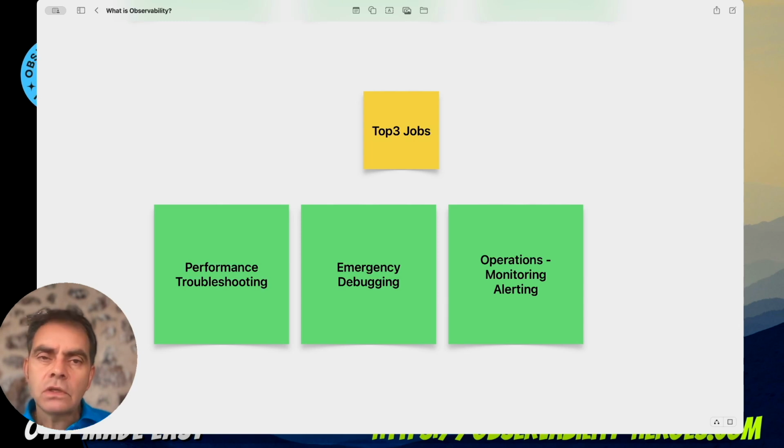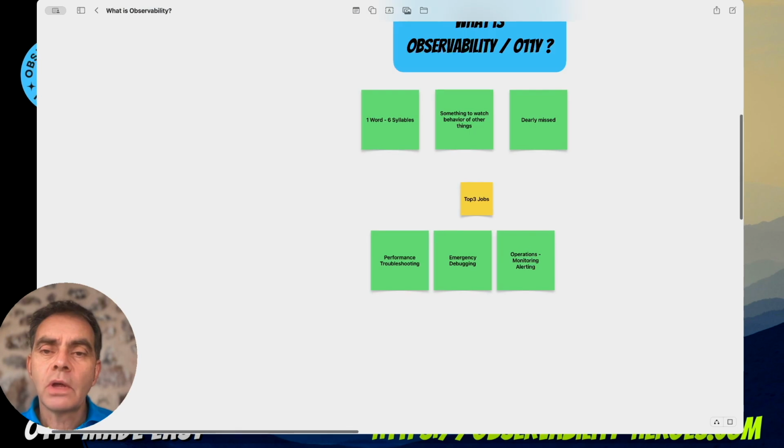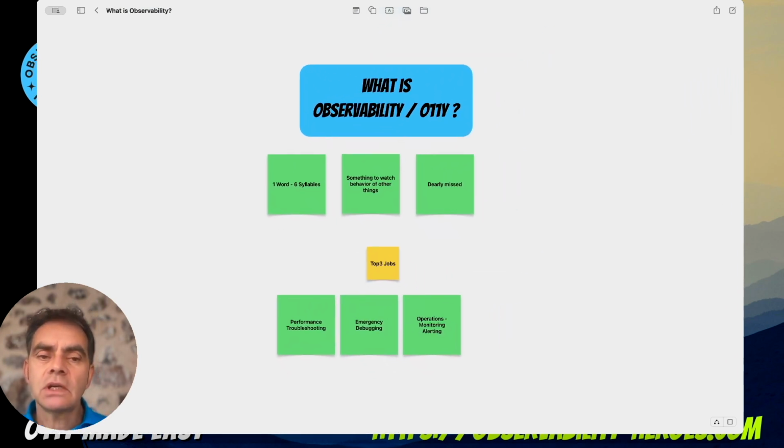And those are the top 3 jobs that have to be done with observability tools, or with observability in general, or what you need observability for. And that means observability is something that helps you to perform troubleshooting, to do emergency debugging, and to control a system in operations with monitoring data and alerting.